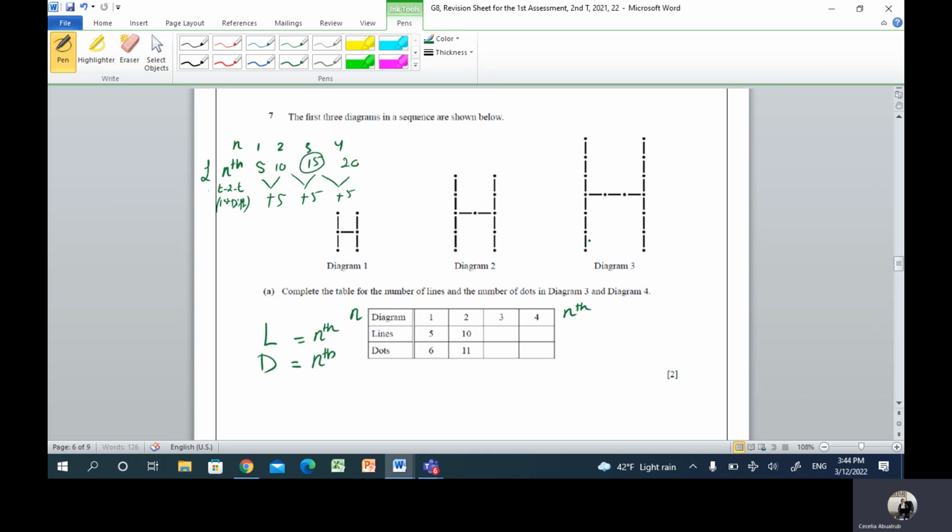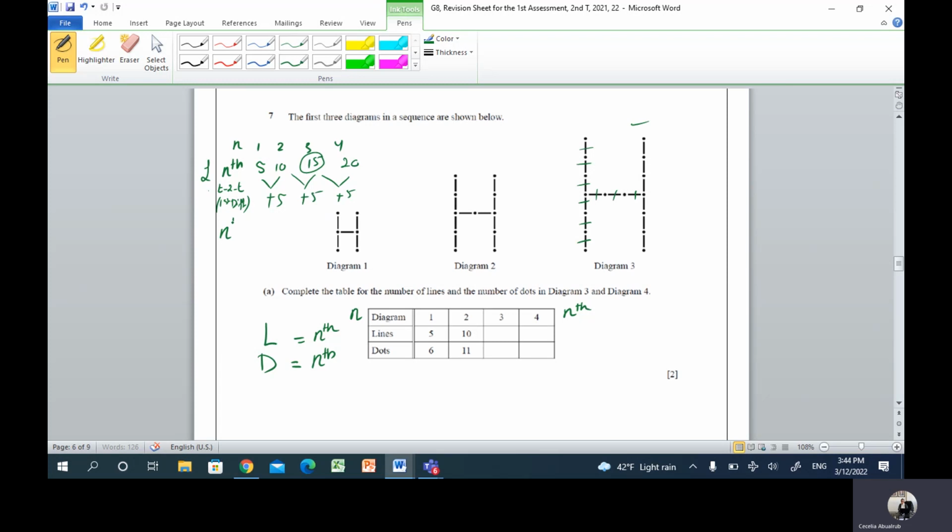So you're going to say lines 1, 2, 3, 4, 5, 6. 6 and 6 because it's a symmetrical shape. It will be 12, 13, 14, 15. Yay, I got this right, which means that the first difference is right. It is fixed throughout the sequence, which is adding 5.